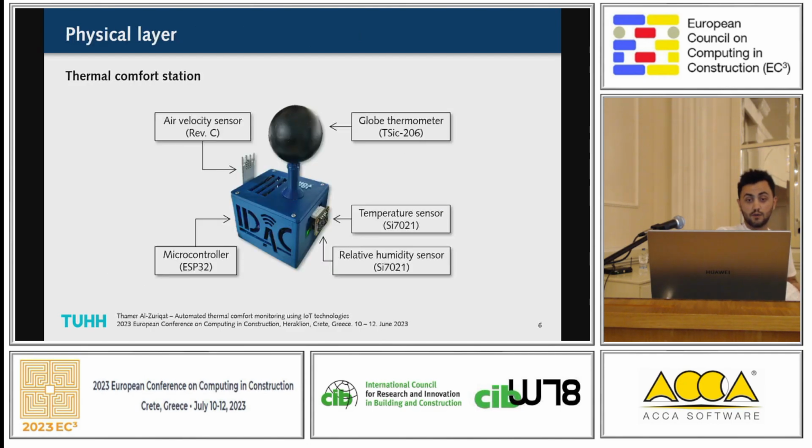So this is how our thermal comfort station looks. It's a bit like an alien device. So it has a microcontroller inside, and connected to the microcontroller we have an air velocity sensor, a globe thermometer, a temperature sensor, and a relative humidity sensor.